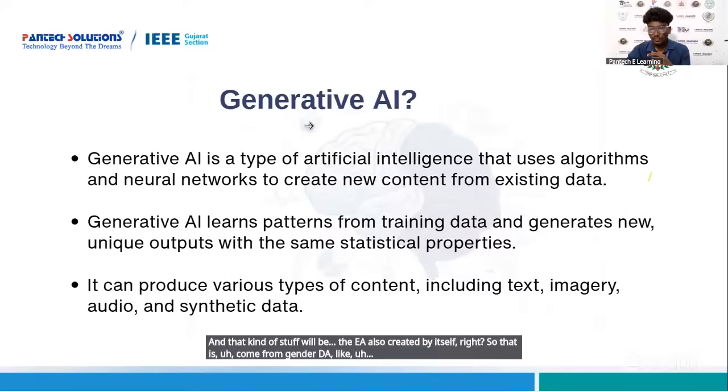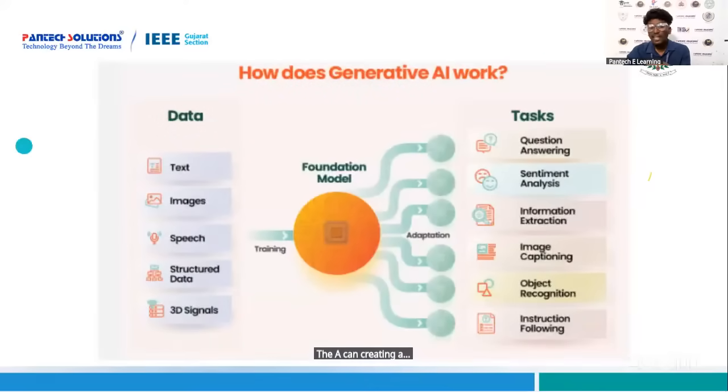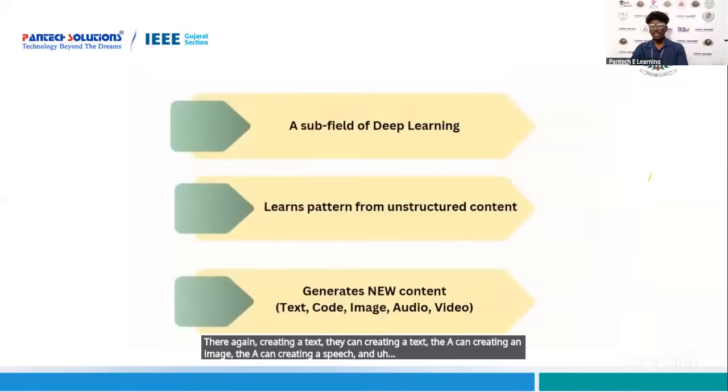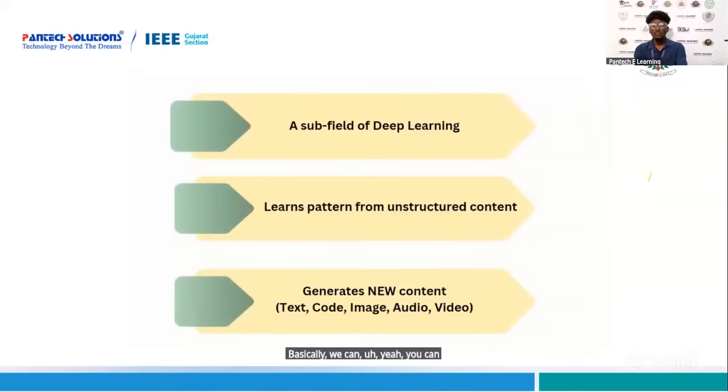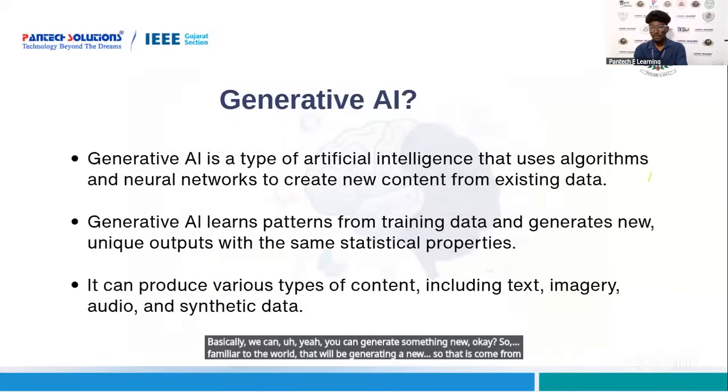Like the AI can create text, the AI can create an image, the AI can create speech and everything. So the AI can create by itself, that comes from generative AI. Basically AI can generate something new, not familiar to the world, that will be generating something new, so that comes from generative AI.